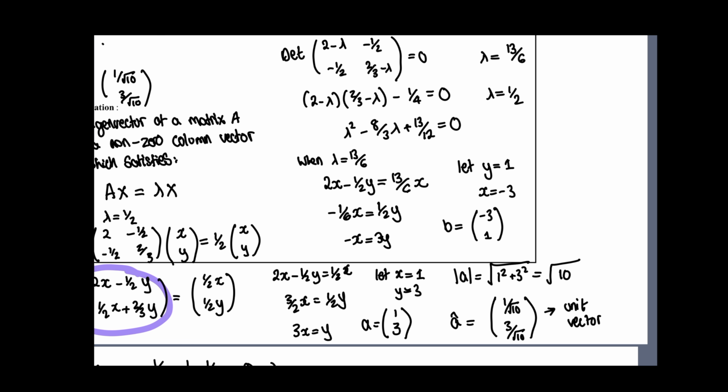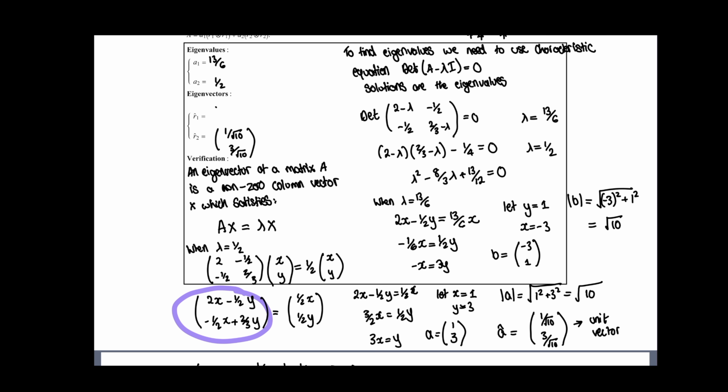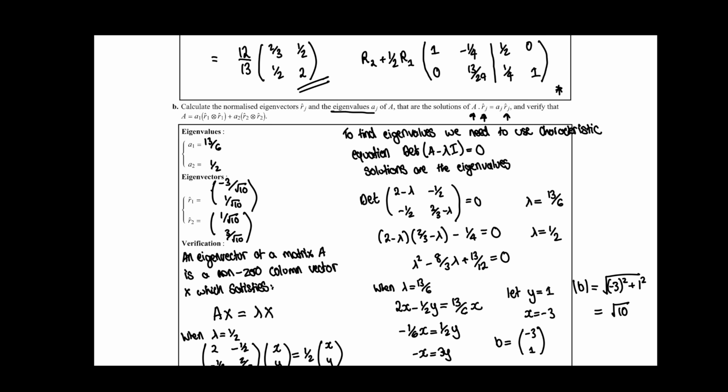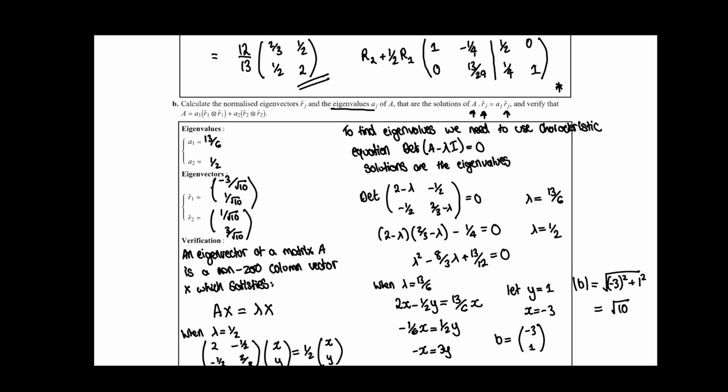To turn this into a normalized eigenvector, we would work out the magnitude of B, which would be minus 3 squared plus 1 squared, which is again root 10. So we get as the normalized eigenvector minus 3 over root 10 and 1 over root 10. Okay, moving on to the verify. So we need to verify that A is equal to the first eigenvalue multiplied by the tensor product of this eigenvector with itself, plus the second eigenvalue multiplied by the tensor product of this second eigenvector with itself.